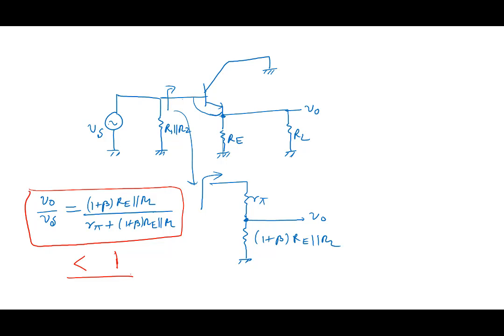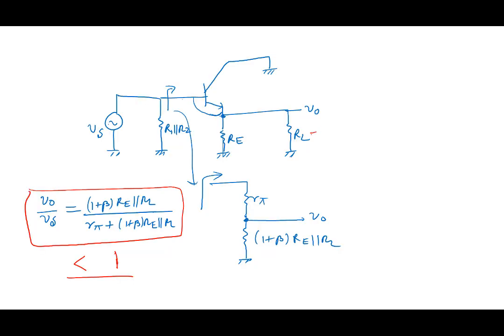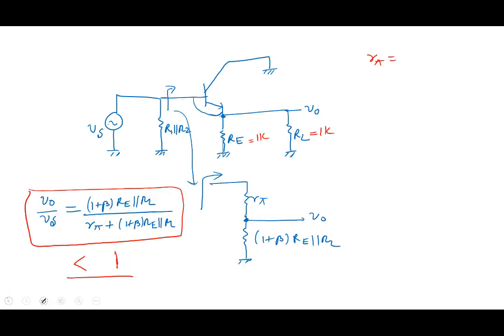But note that we can calculate with the quantities that we had put here. We had put 1K here, and R pi for us was biased at 3 milliamperes. So R pi is VT by ICQ times beta. So R pi for us is about 2.6 kilo ohm divided by 3, so roughly a kilo ohm, 0.8 or 0.9.